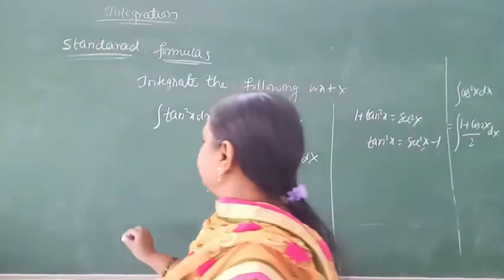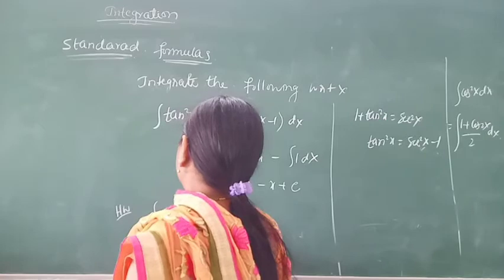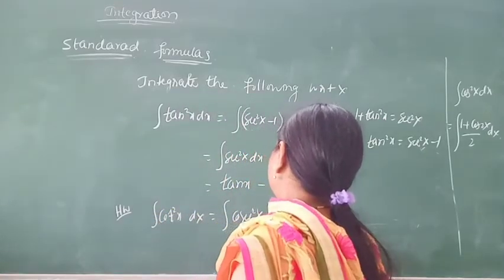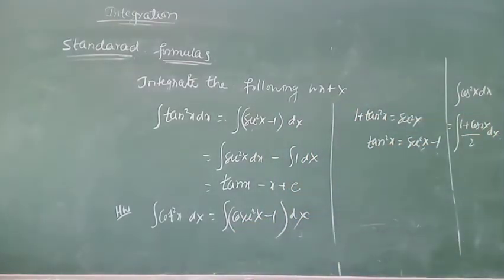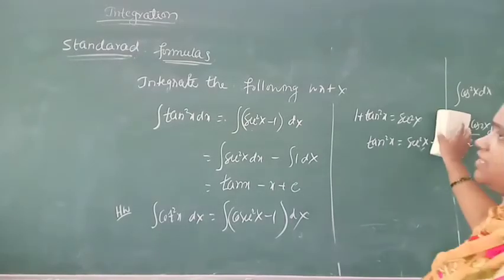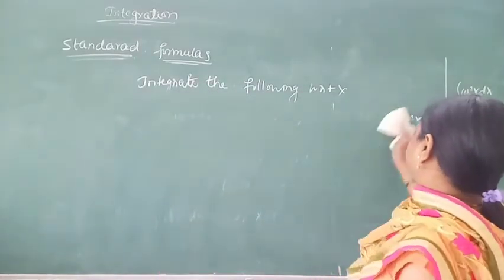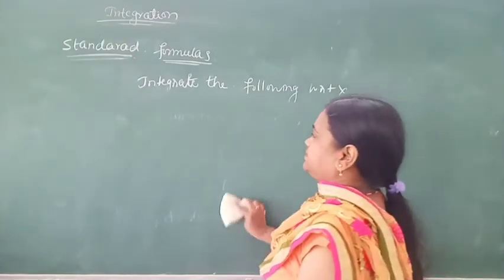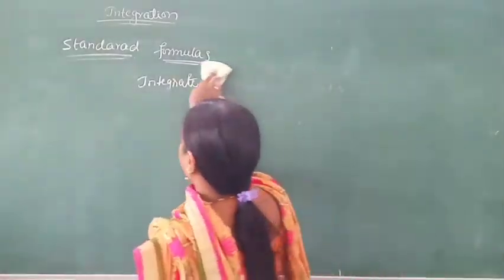Similarly, I give homework for cot square x, and I will give the formula also. Cot square x can be written as cosec square x minus 1. Okay. Next. Next I will do sin cube x. Integration of sin cube x.